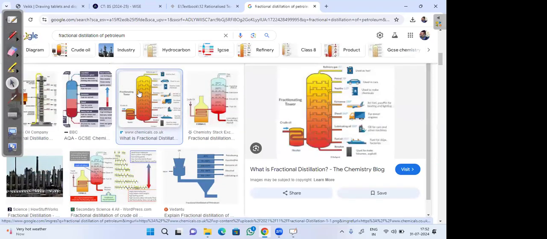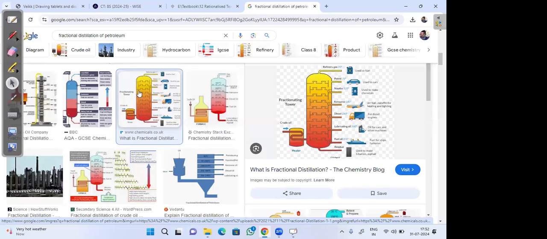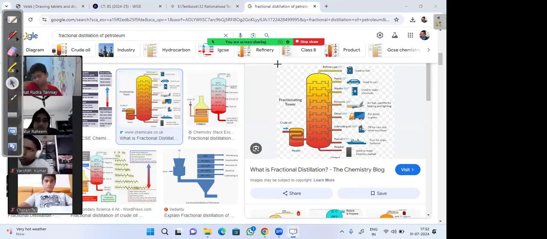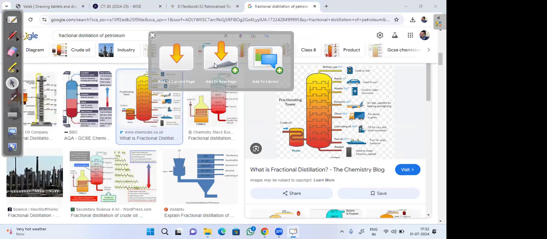See, this diagram shows you the different products which are obtained during the refining of petroleum. Petroleum does not mean petrol. Petroleum is the crude oil which we obtain from the earth's crust, and that crude oil can contain a number of products. Only a few of them have been listed here. There are still more products which are obtained.